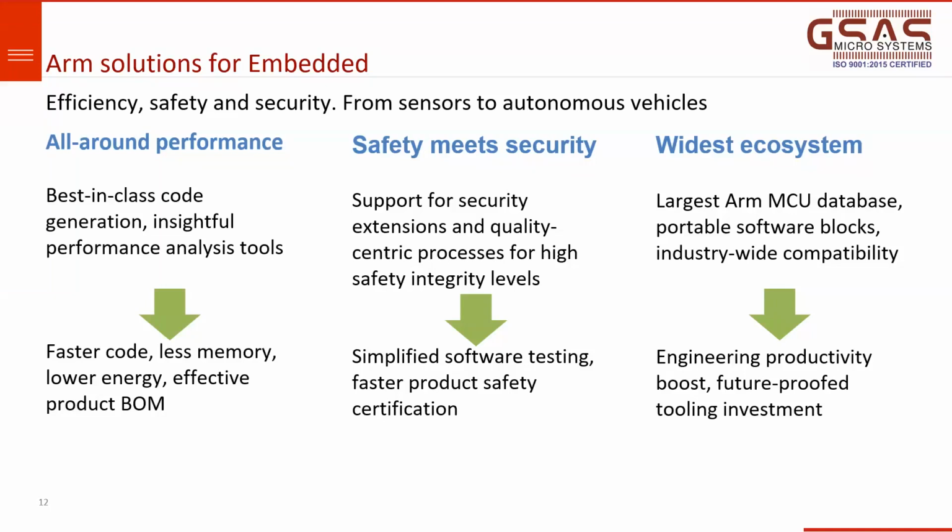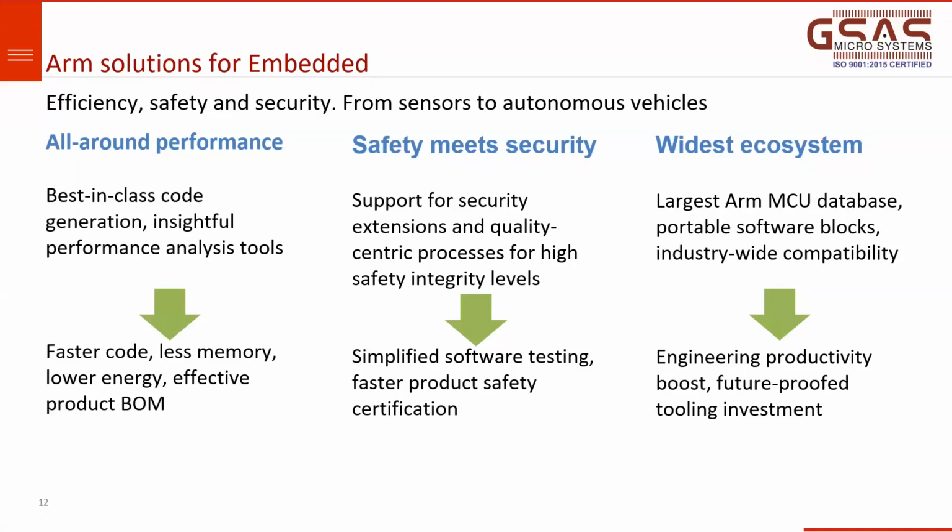So the ARM software solutions for embedded projects offer good efficiency. They target safety and security. This can be used from sensors to autonomous vehicles. It's just written as autonomous vehicles, but it can be used from sensors to any higher-end data center or high-performance computing. It can be used for anything, with all-around performance. As I told, ARM software solutions come with the ARM compiler.